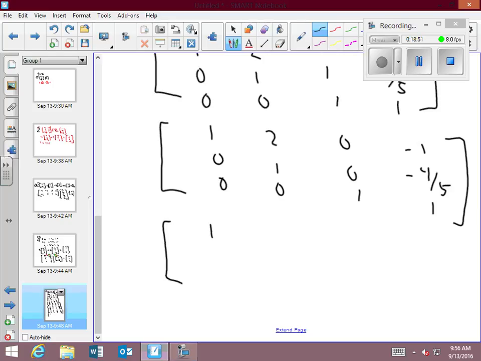So I'm going to take -2 times this and combine it. -2 times that is a plus 8/5. This is going to be a -5/5. So that's 3/5. Is that right?